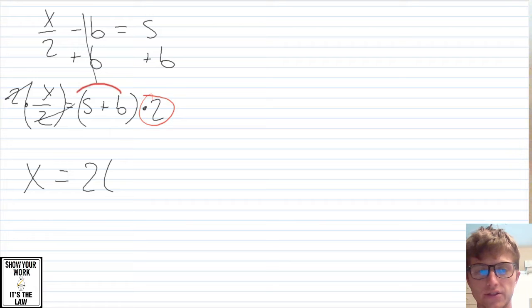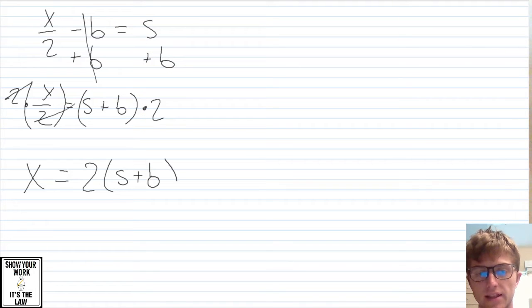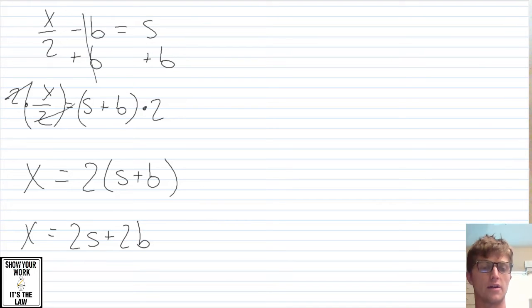Because these two things are factors. There's a few different ways you can think about it, but normally if we have something being multiplied by the parentheses, we'll put that up front. We can leave it like this. Another way of doing it is to distribute, where we can say 2s plus 2b. Either is fine. I would actually prefer this way. That way we have it broken down into factors.